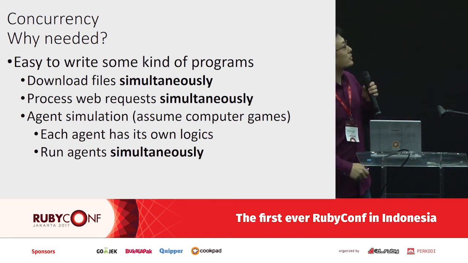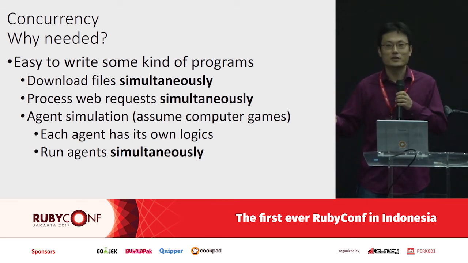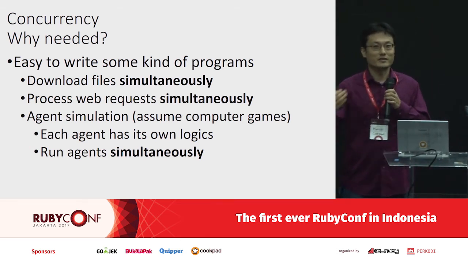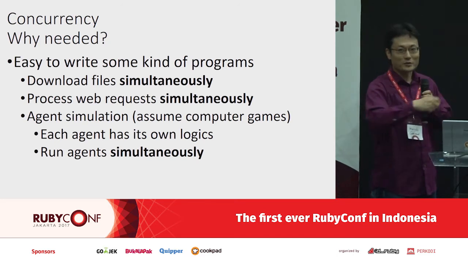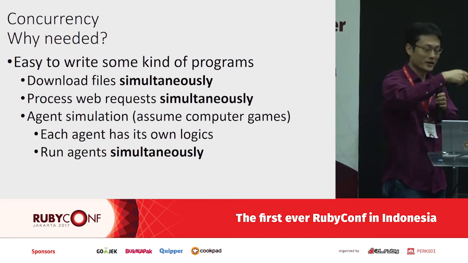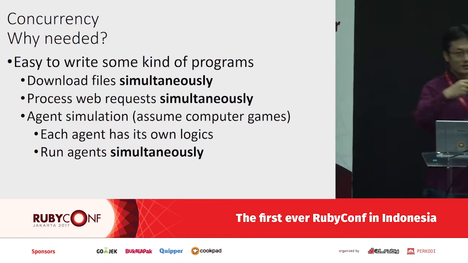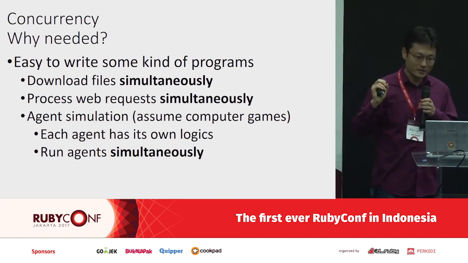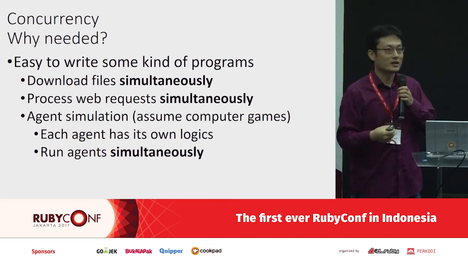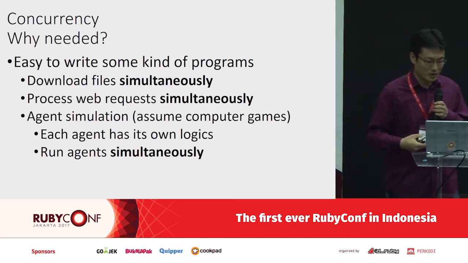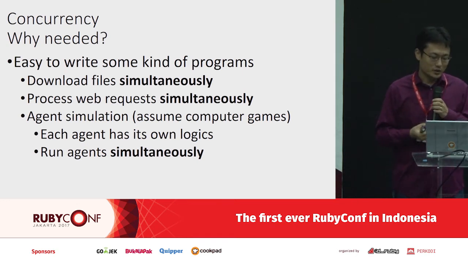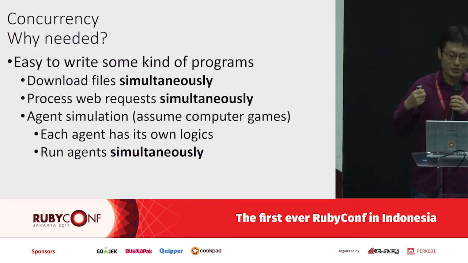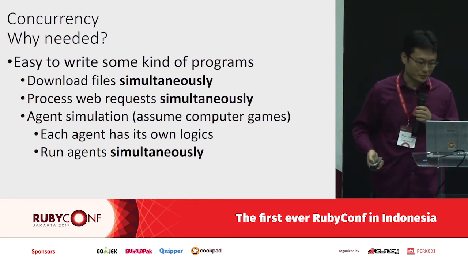Another example is agent simulation. Please consider computer games. Please remember a basket moving horizontally and dragon's eggs falling vertically. We can say these characters are agents, and each agent has its own logic and runs simultaneously. We can make such a program with concurrent support. It is easy to write such programs.